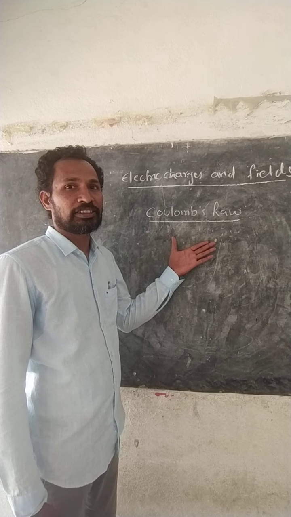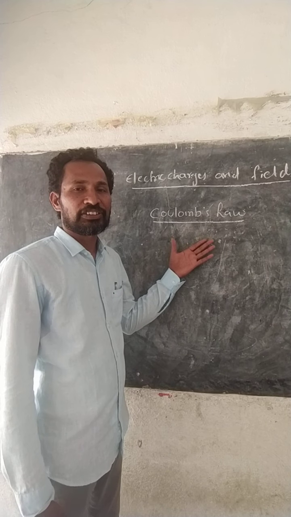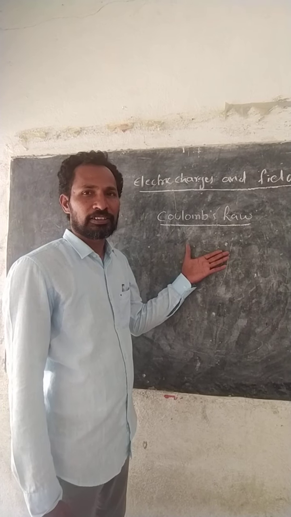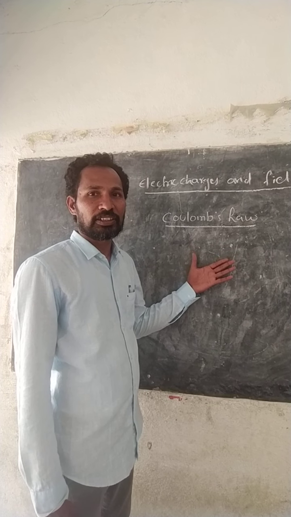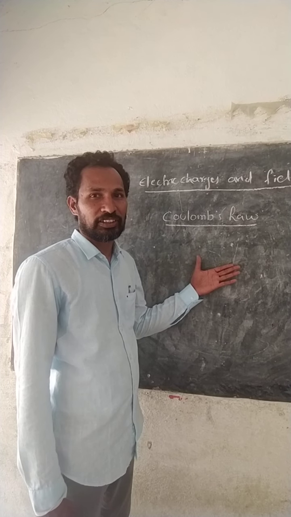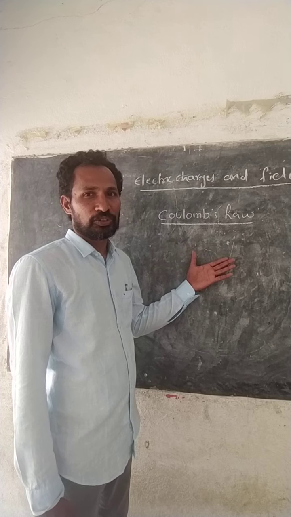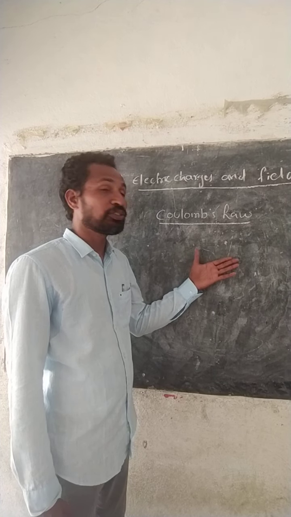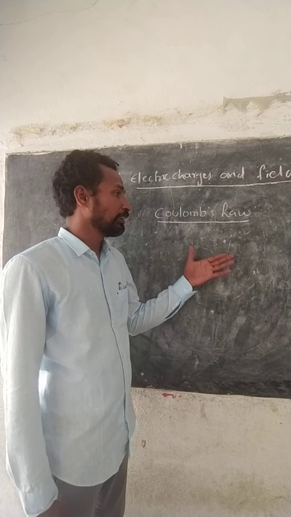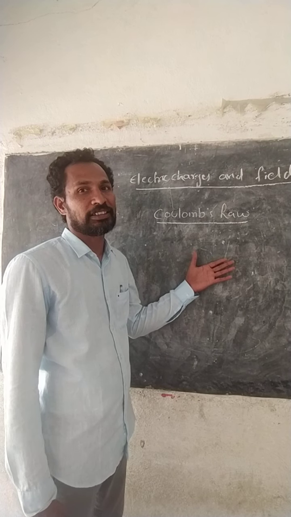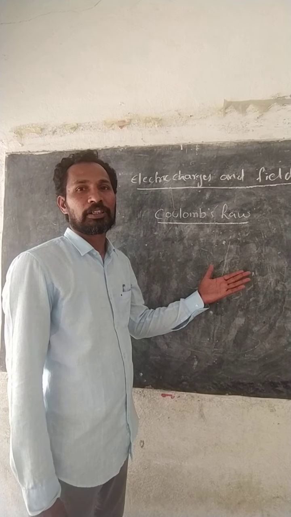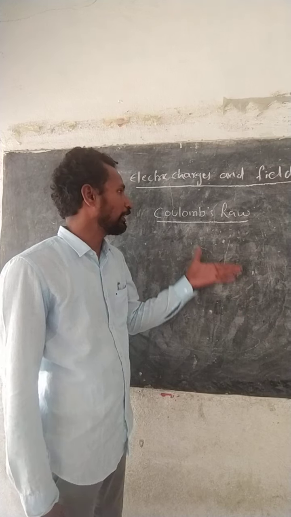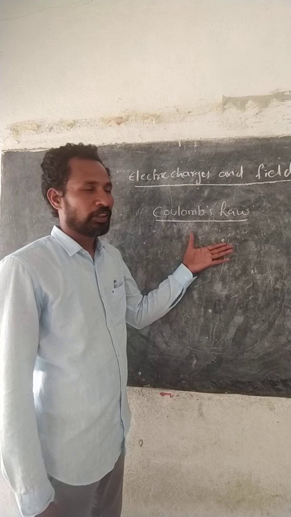Already in the introduction to electric charge, we have seen that like charges repel each other and unlike charges attract each other. So this attractive force and repulsive force, the magnitude of force between two charges, whether it is repulsive or attractive, we can find using Coulomb's law.